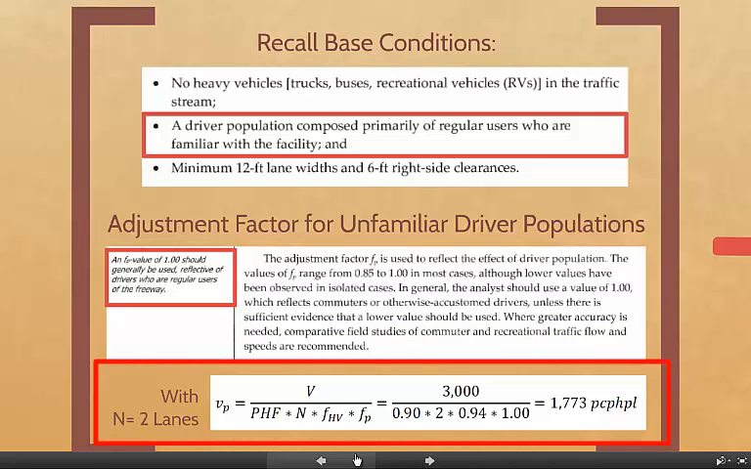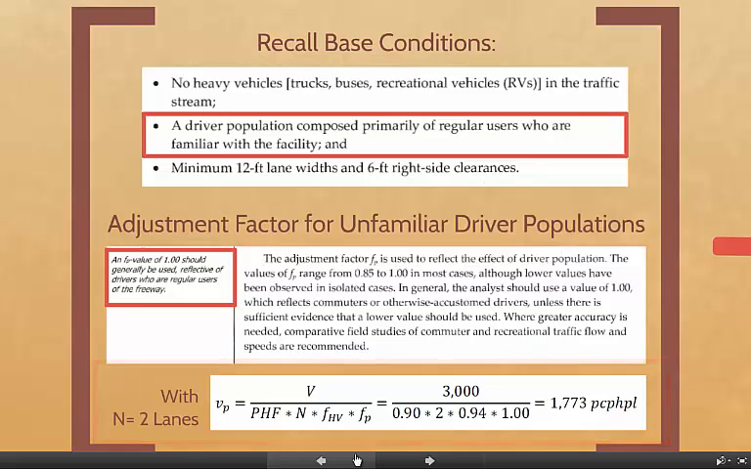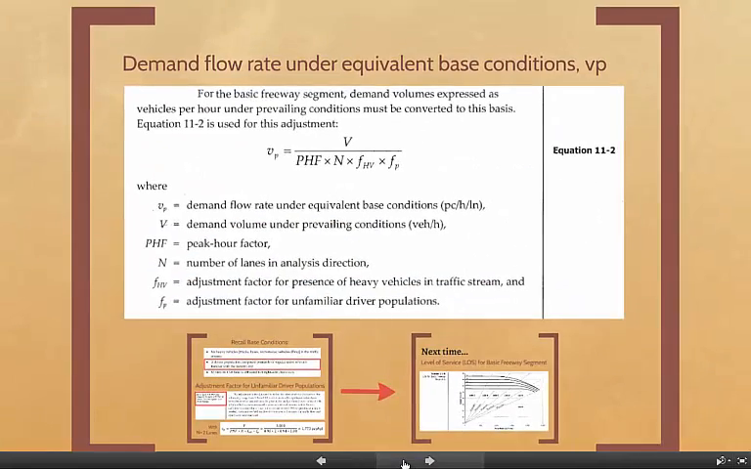So if we were to return to the case of 3,000 vehicles in 2 northbound lanes and adopt the default value for F sub P, we would compute V sub P by dividing the demand volume of 3,000 vehicles by a 0.9 peak hour factor, n equals 2 lanes, a 0.94 heavy vehicle factor, and a 1.0 driver population factor, and find that the demand flow rate under equivalent base conditions is 1,773 passenger cars per hour per lane. So, that's all there is to taking an hourly volume and adjusting for driver population and the presence of heavy vehicles, along with peak hour factor and the number of lanes.